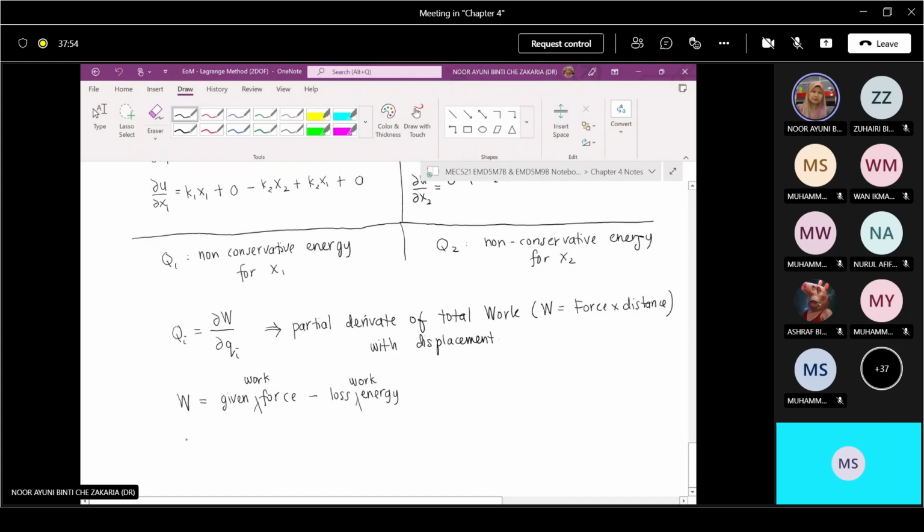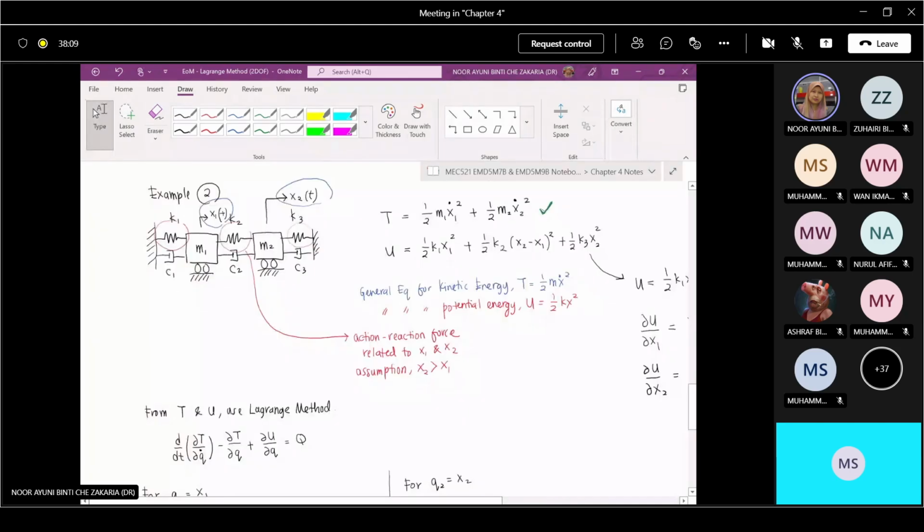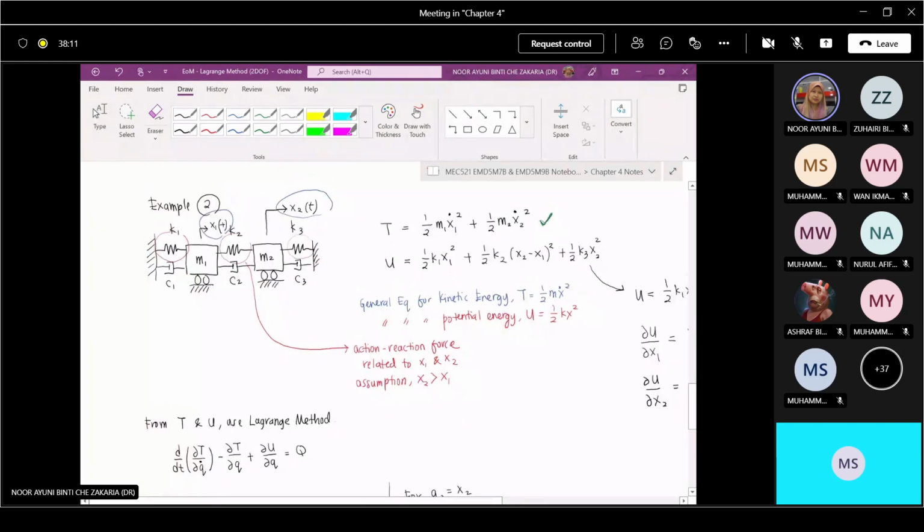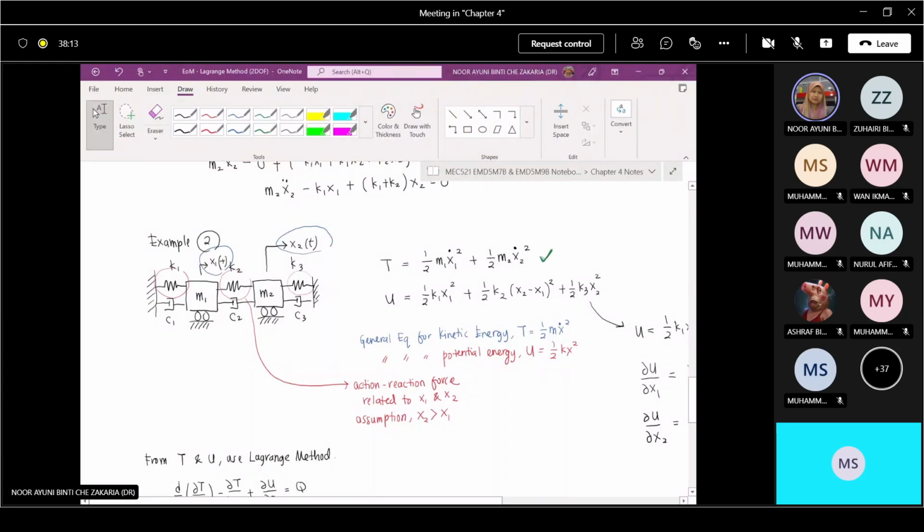Okay, so what we have is the given force. Then you have to make it into work, so times the distance. Oh, I didn't put the work here. Let's add the work. I didn't add the work in this. Let's have a work for m2.